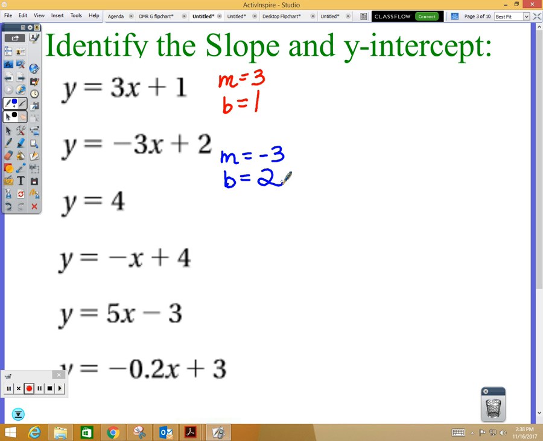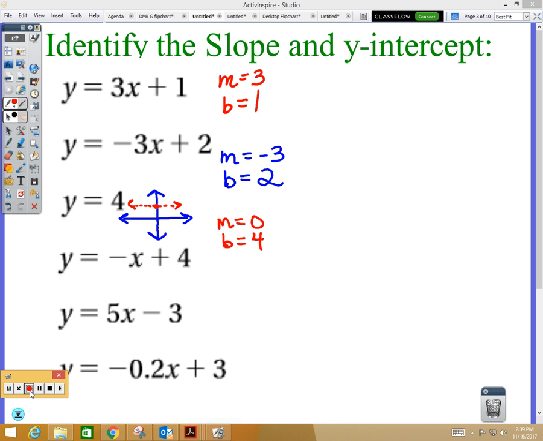Now this one, we talked a little bit ago. We said if you were graphing this, this would mean that at the 4 on the y-axis, so let's say this is 4, that we would have a line that went straight across. So in this one, the slope is 0, and the y-intercept, where it's crossing the y-axis, is at a positive 4. So slope is 0, y-intercept is 4.